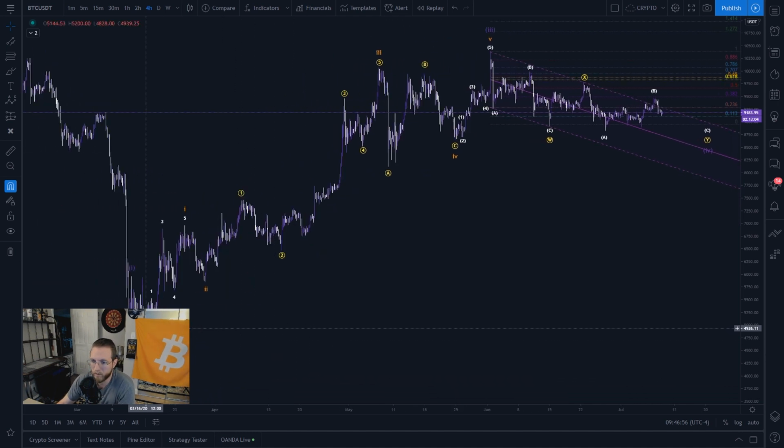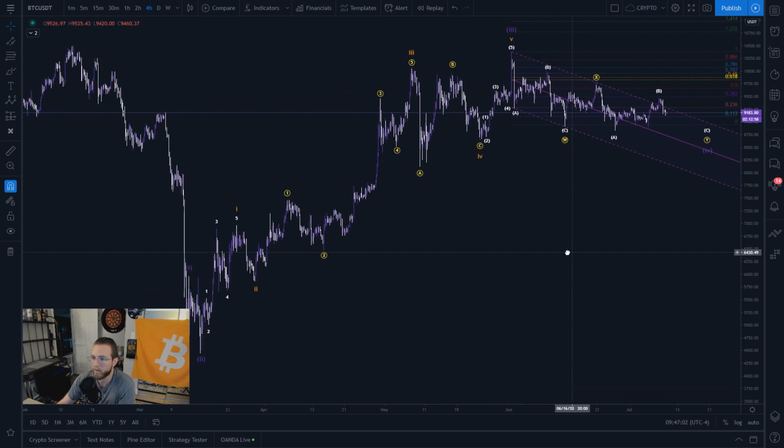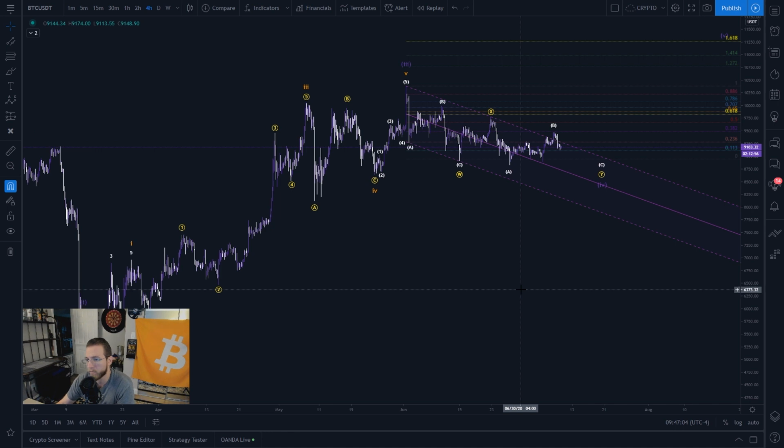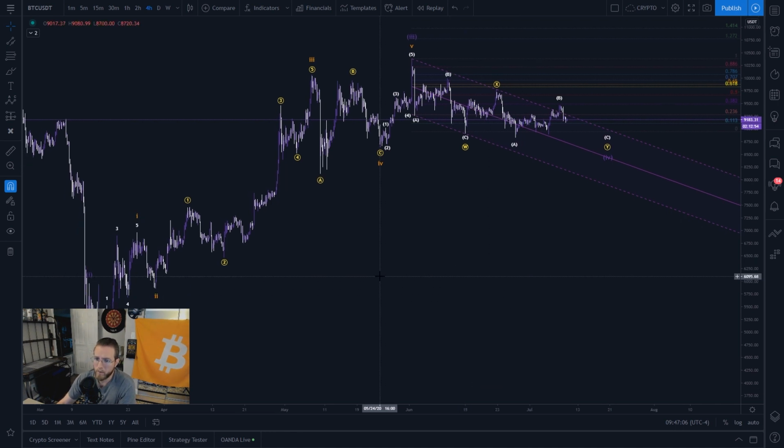It's a little bit of a mess. I don't know why I didn't think about labeling it this way before. If you point anything out that you think is incorrect, let me know down in the comments below. I'll take a look at it. But for me, in terms of a bullish count, this is the best thing that I got for you.